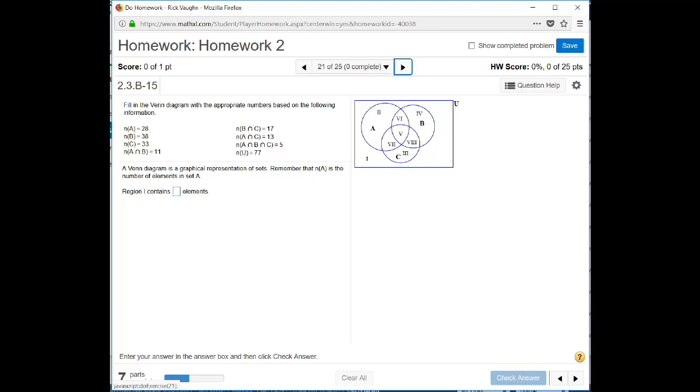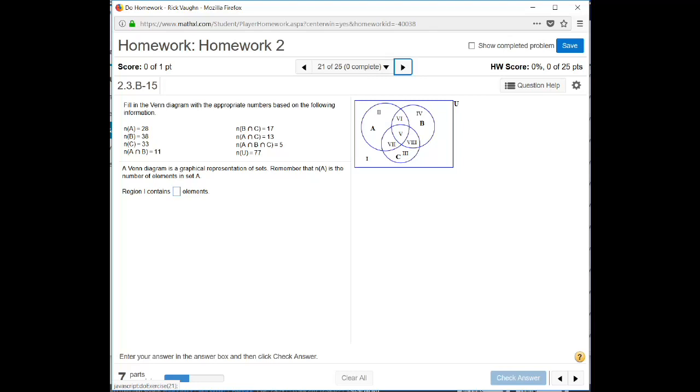Now we're going to find this one. The overlap between B and C is 17. 5 of them are here in the middle, so the rest, 17 minus 5, has to be 12. The region 8 over here is going to have 12 things in it. Now the overlap between A and B is these 2 regions, V and VI, and that has to total 11. We know that 5 is in the middle, so this one up here has to have 6 in it. The region VI has 6 in it.